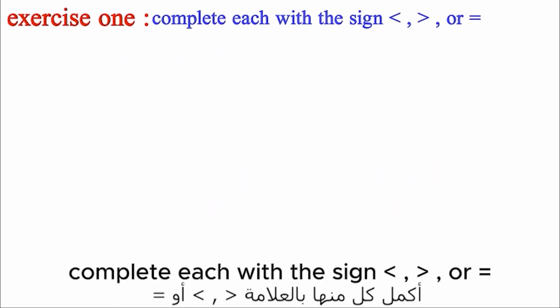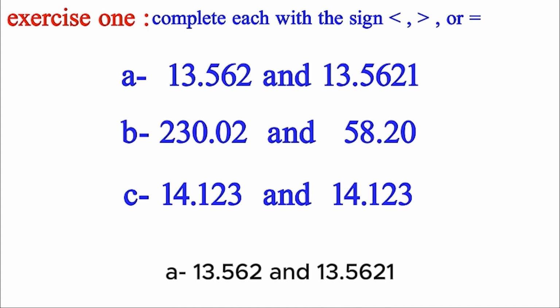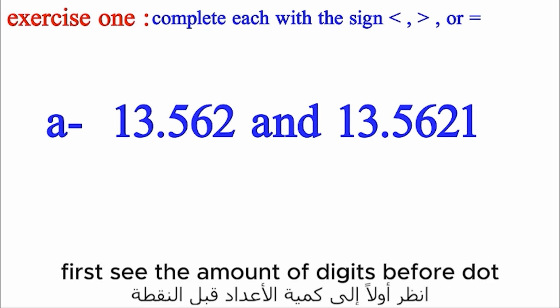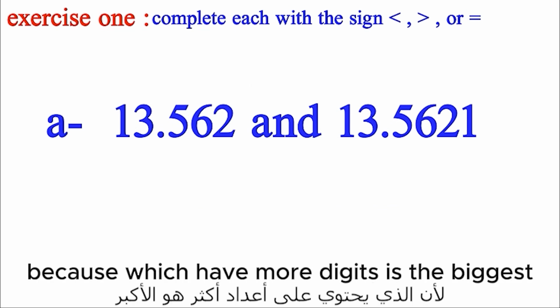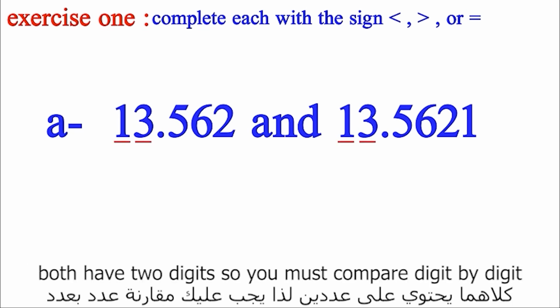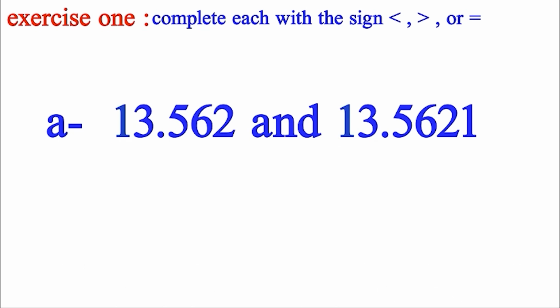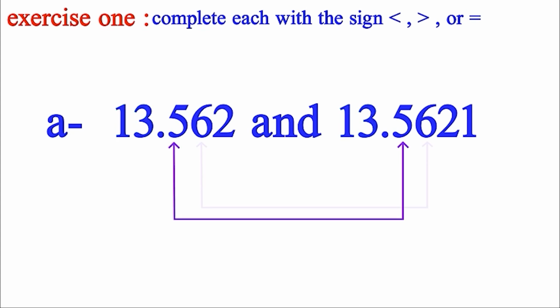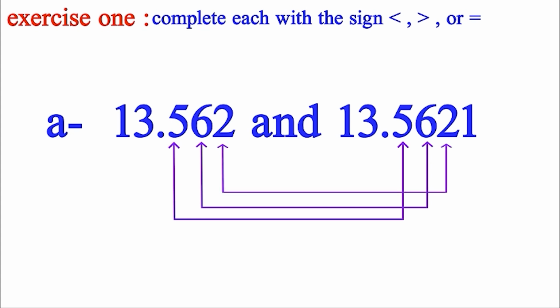First question, complete each with the sign greater than, less than or equals. A. 13.562 and 13.561. First see the amount of digits before dot, because the one which has more digits is the biggest. Both have 2 digits, so you must compare digit by digit. Start before dot. 1, 1, 3, 3. Same digits before dot, so let's start after dot. 5, 5, 6, 6, 2, 2.